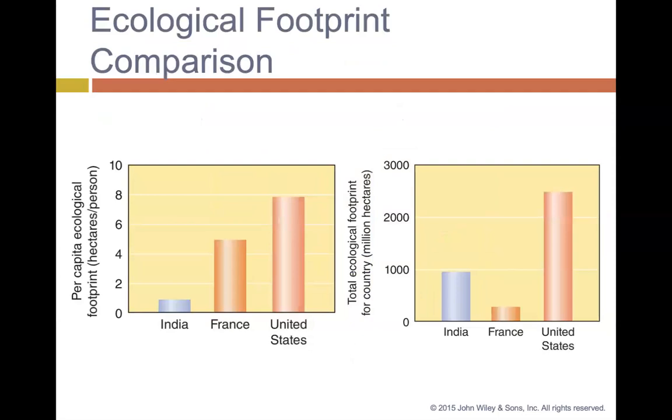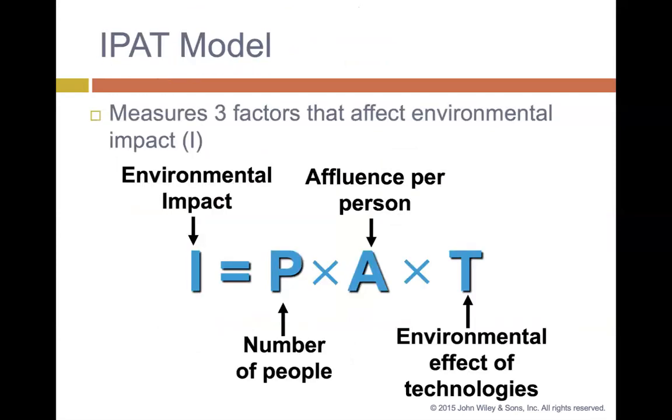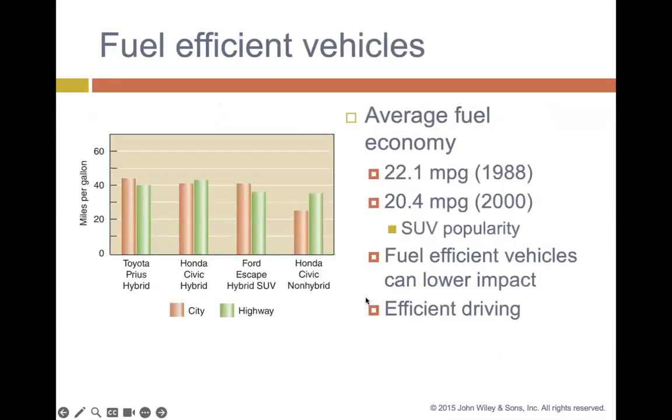So per capita ecological footprint, the US uses much, as well as the total ecological footprint. The US is using so many resources and making much more of an impact, based on consumption needs of the people, compared to other countries. The IPAT model will measure three factors that affect the environmental impact, where total environmental impact, shown here by the uppercase I, is equal to the number of people times the affluence per person times the environmental effect of technologies, and that gives us the total environmental impact.